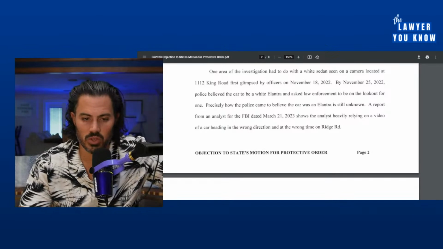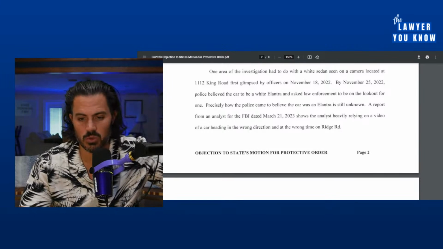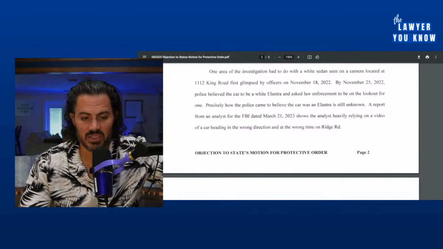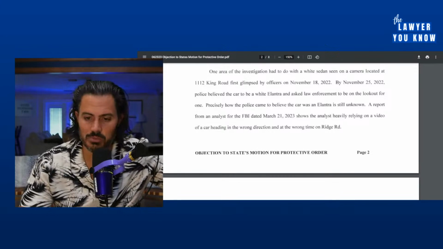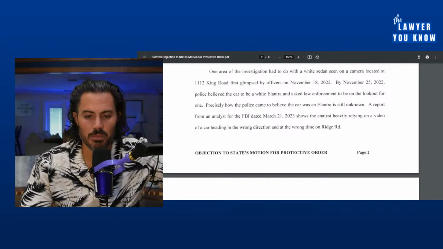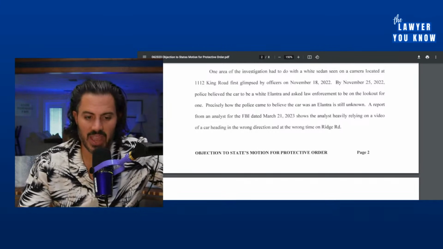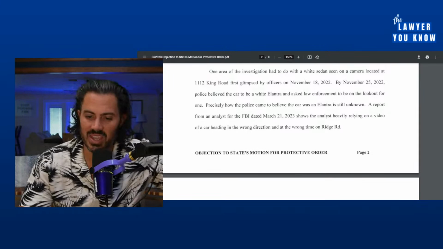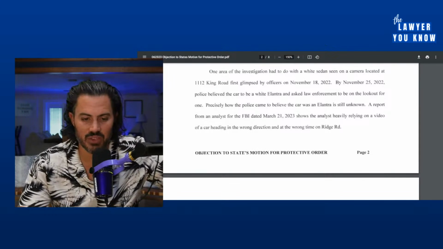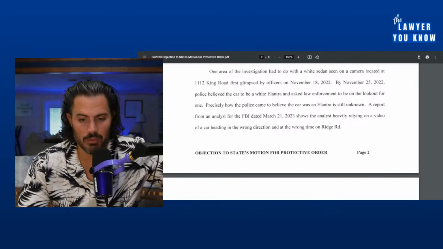One area of the investigation had to do with a white sedan seen on a camera located at 1112 King Road, first glimpsed by officers on November 18, 2022. By November 25th, police believed the car to be a white Elantra and asked law enforcement to be on the lookout for one. Precisely how the police came to believe the car was an Elantra is still unknown. A report from an analyst for the FBI dated March 21st, 2023 shows the analyst heavily relying on a video of a car heading in the wrong direction and at the wrong time on Ridge Road.